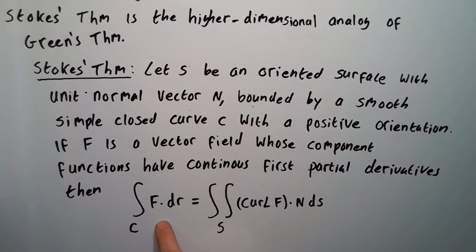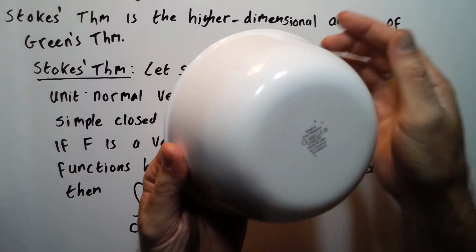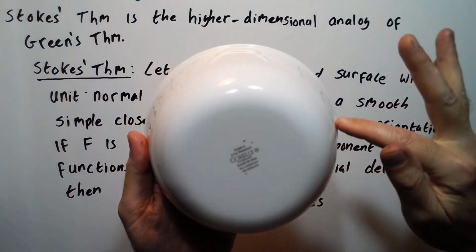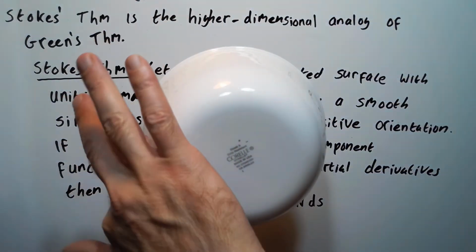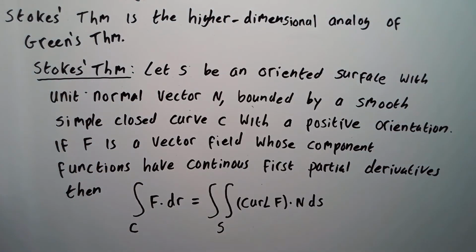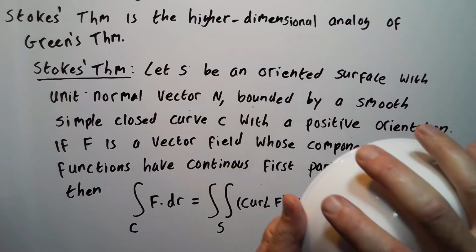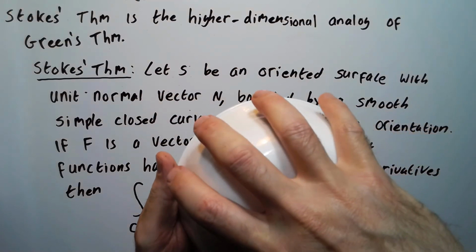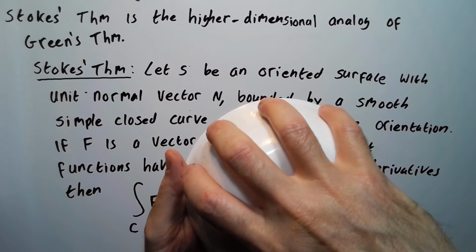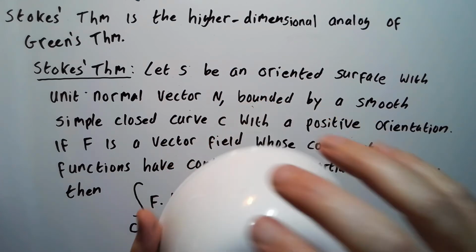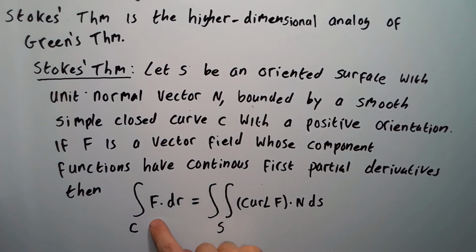On the left side here, you can interpret this as work done by F going around the boundary. In this example, again the boundary is here, so you're looking at the work going around the boundary. On this side we have a double integral, the flux of the curl across S. So on one side you have a flux, and the other side you can think of as a work. And the fact that they're equal is kind of interesting.